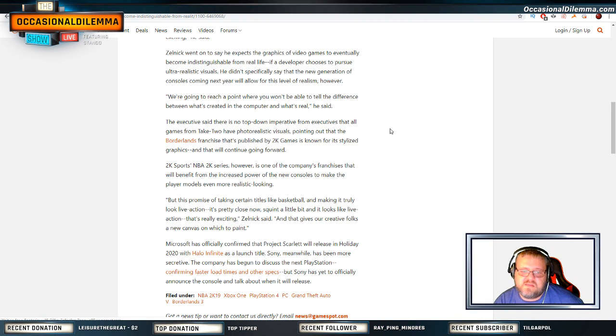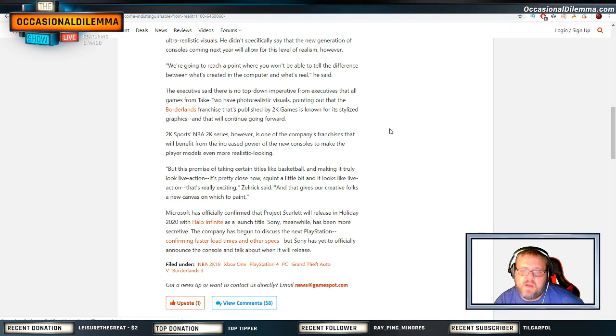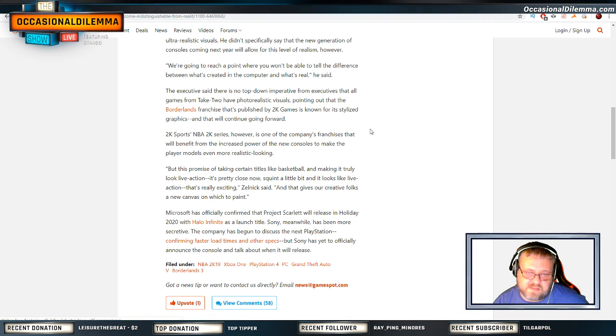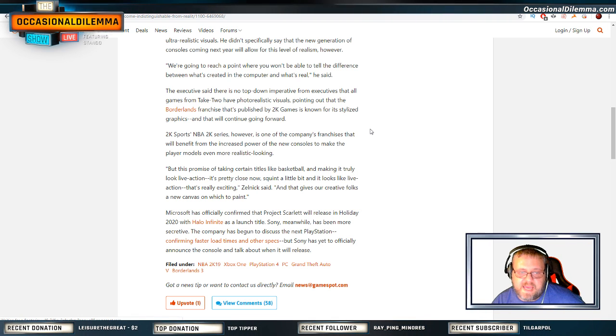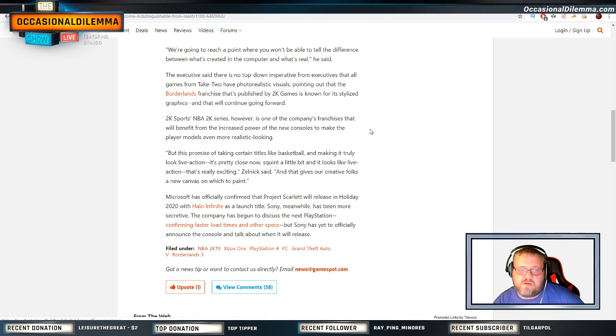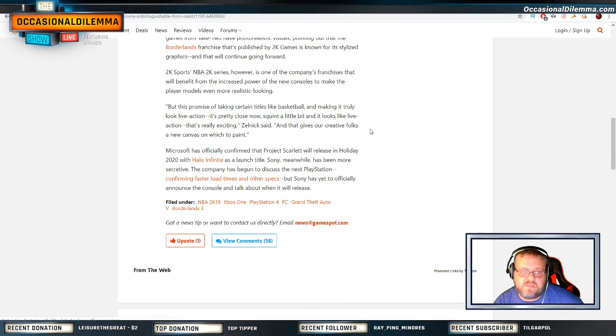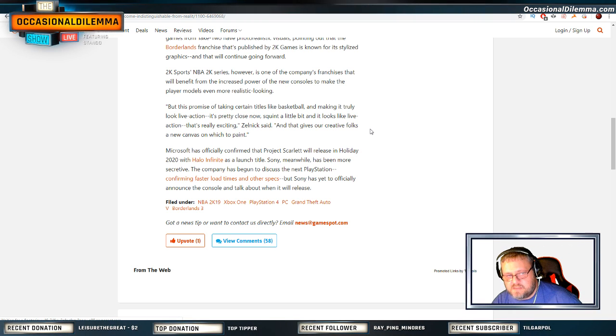The executive said there is no top-down imperative that all games from Take-Two have photorealistic visuals, pointing out that the Borderlands franchise, published by 2K Games, is known for its stylized graphics and that will continue going forward. He's talking more about sports games like the NBA 2K series, one of the company's franchises that would benefit from the increased power of new consoles to make the player models even more realistic looking.